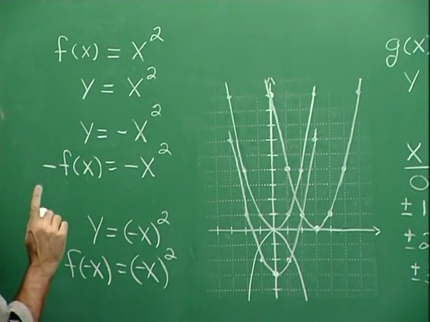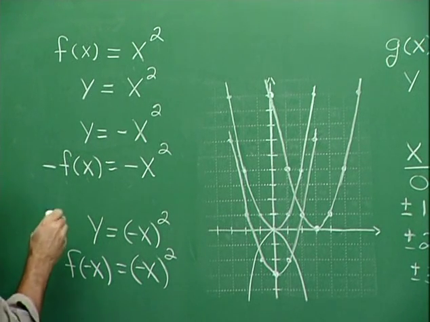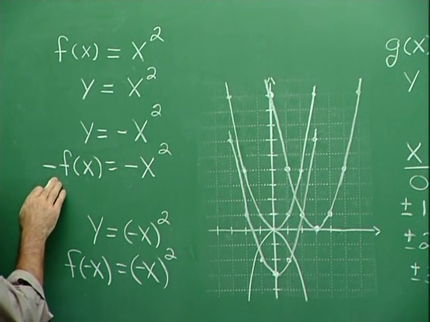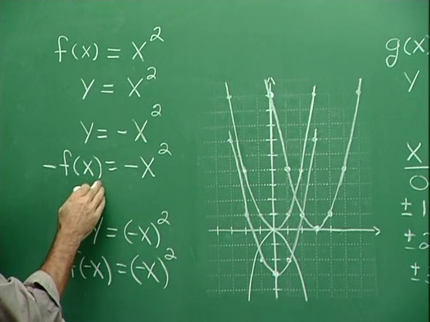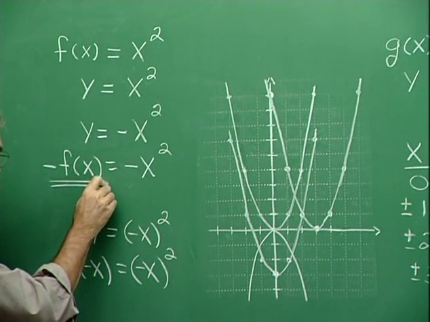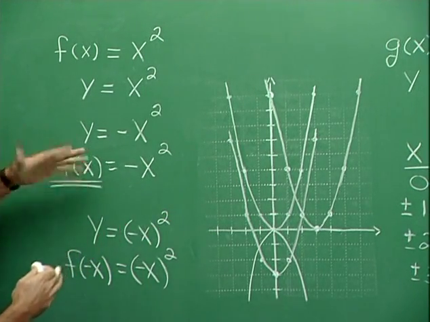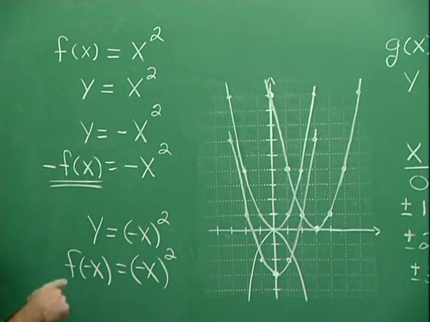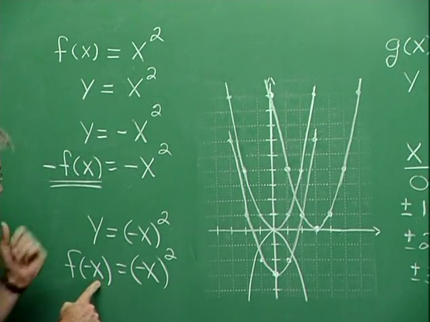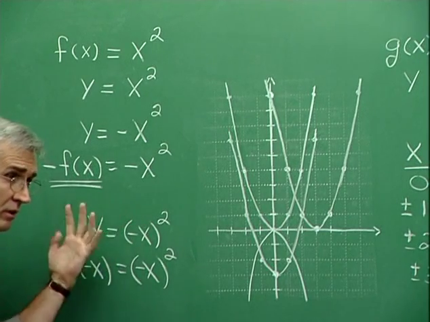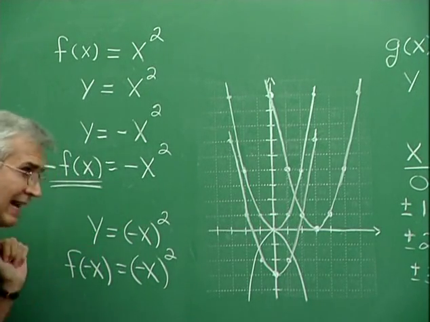All right. Now, the emphasis here is that the negative of f of x will cause a reflection in the x-axis. We'll get this kind of reflection. F of negative x will give us this kind of reflection, a reflection in the y-axis.